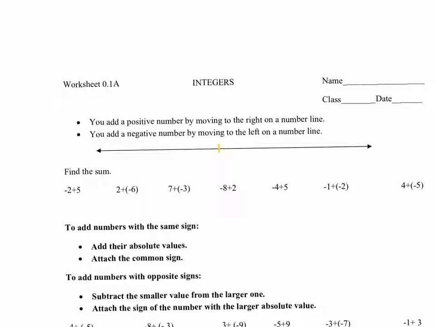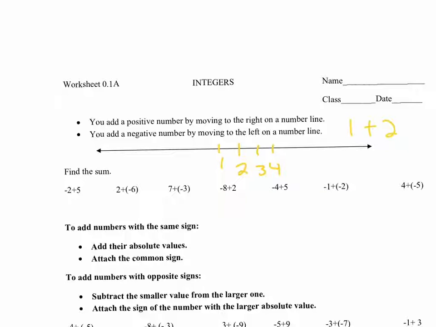So if I had 1 plus 2, I'd start at 1 and I'd go over 1, 2, and my answer would be 3. Okay? So that's kind of common sense. You move to the right of the number line when you are adding a positive number.